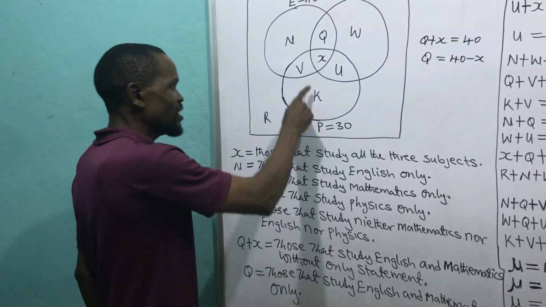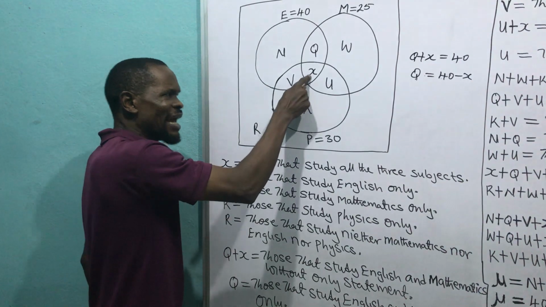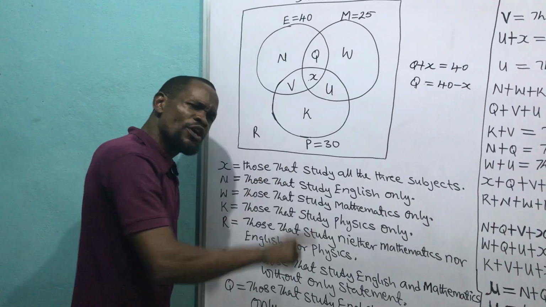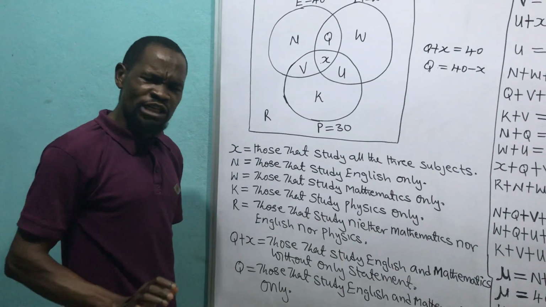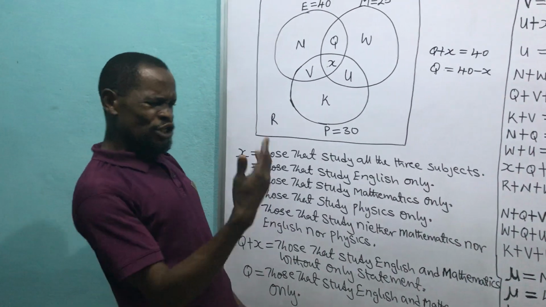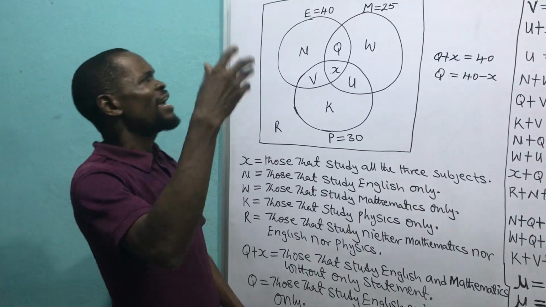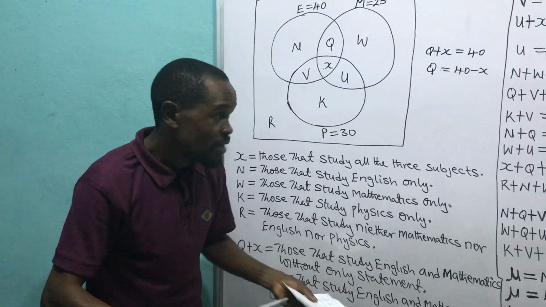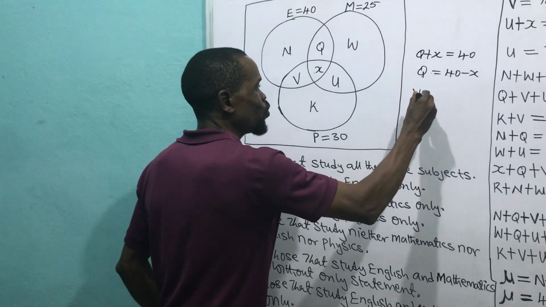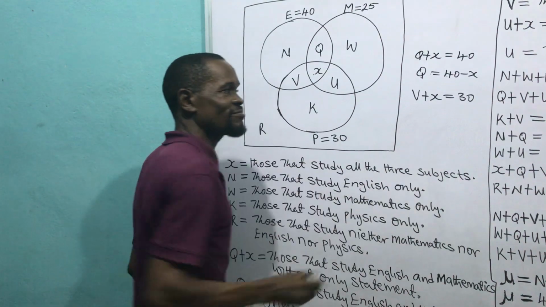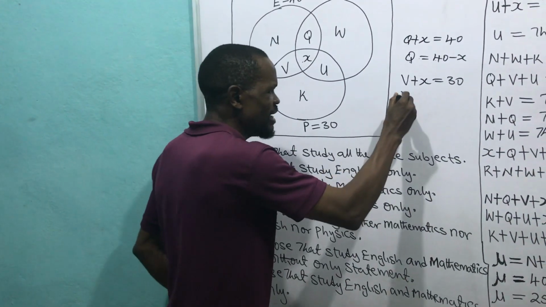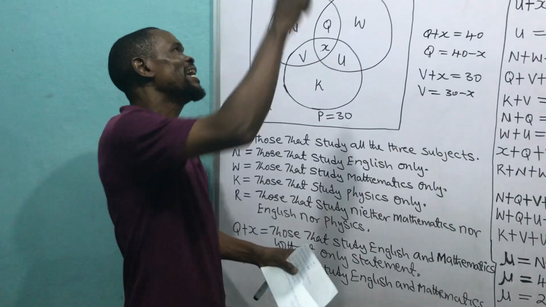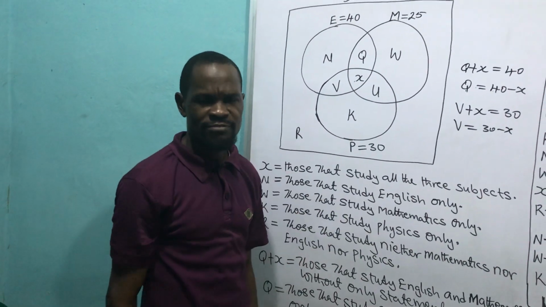Then now, back to this. And I said again, V plus X, this particular portion, are those that study English and physics without only statement. What does it mean? If I say 30 students study physics and English, automatically I've ended the statement with no only. What it implies is that V plus X is equal to 30. Then if I now say that V will be equal to 30 minus X, that gave me those that study English and physics only. Have you seen it now?